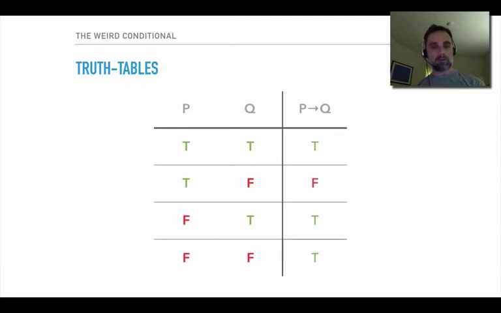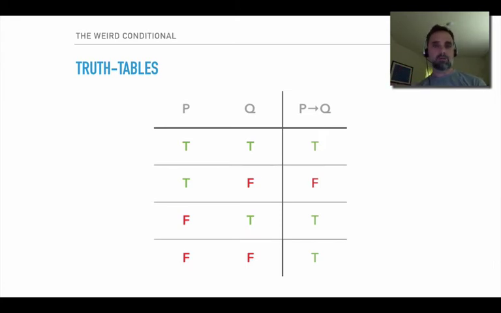So if we think about this, there are two rows on which Q is true, the first row and the third row, and those are the only rows on which Q is true. And on both of those rows, P arrow Q is true. And that means that if Q is true, then P arrow Q is also true. So that means if the consequent of P arrow Q is true, then the whole conditional P arrow Q is true, which is a little weird.